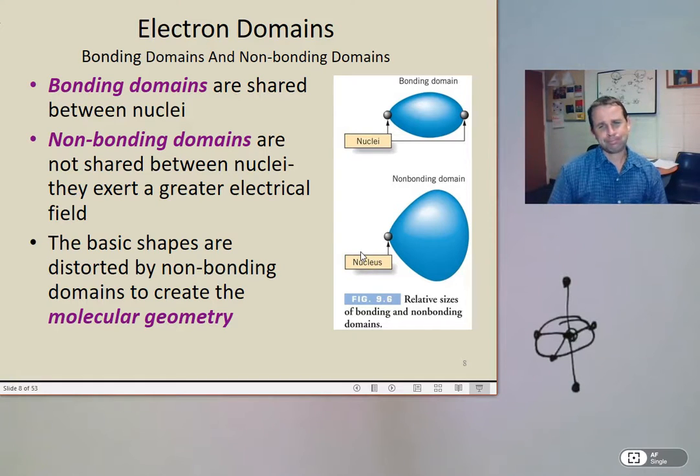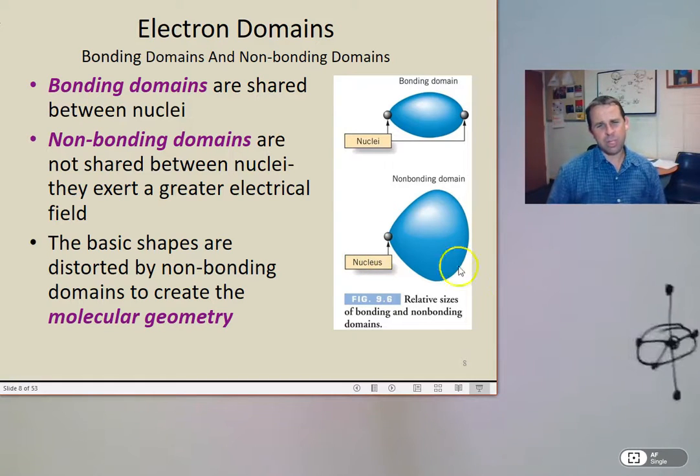Now, as we mentioned, regions of electron density, whether they're bonding, as shown here at the top, or non-bonding, as they're shown at the bottom, still take up space.